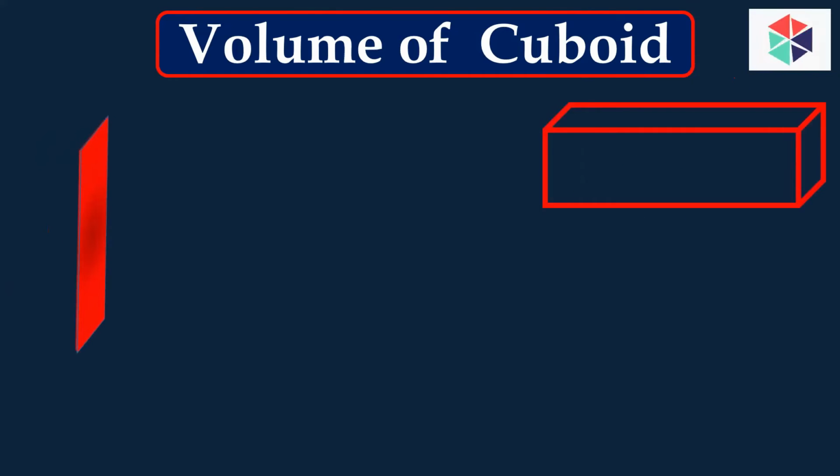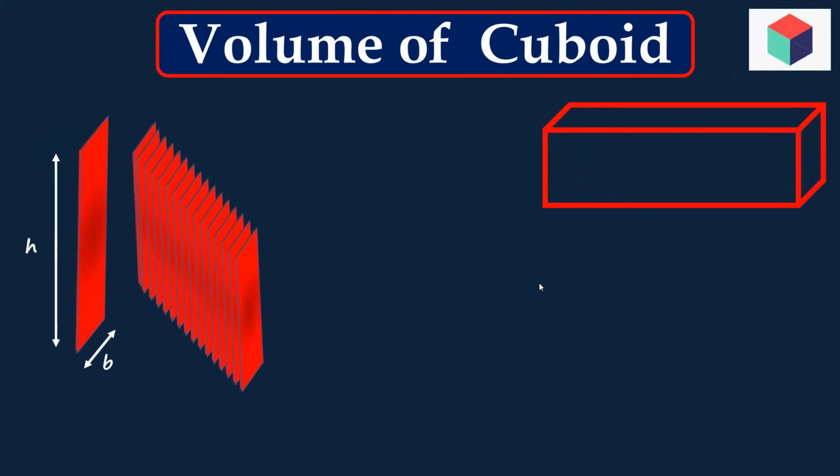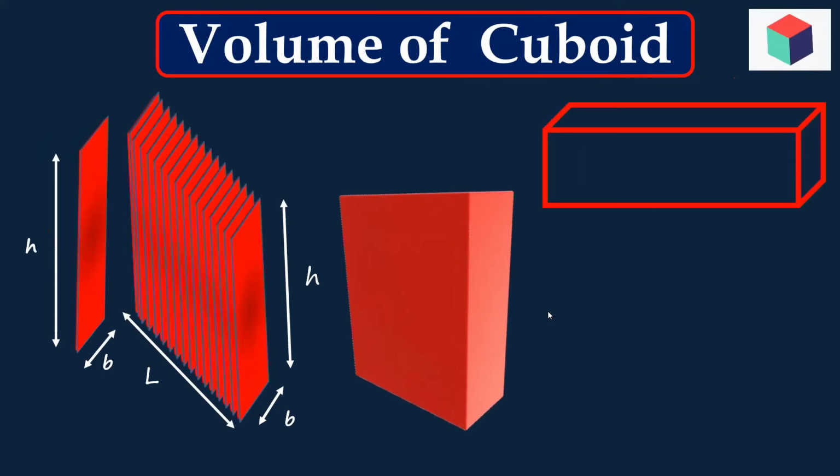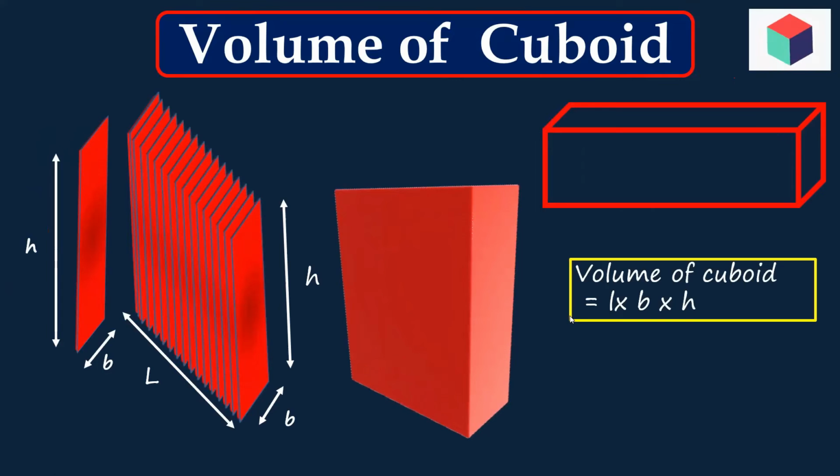Now, let us see how to calculate the volume of the cuboid. We know that the volume is the space occupied by that solid shape, right? And here we have the cuboid which is having length, breadth and height. Okay, so to calculate the volume of this cuboid, we will multiply length, breadth into height of the cuboid, so that we can see the volume of the cuboid is equal to L into B into H.